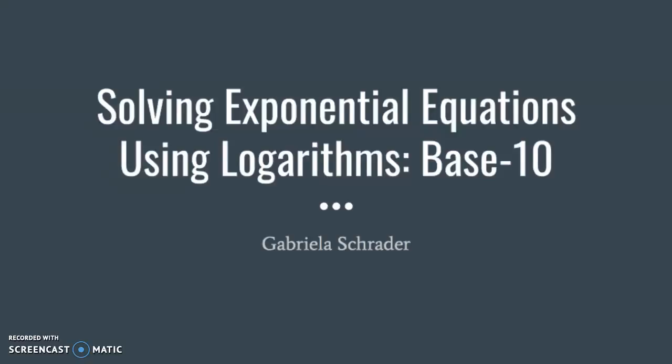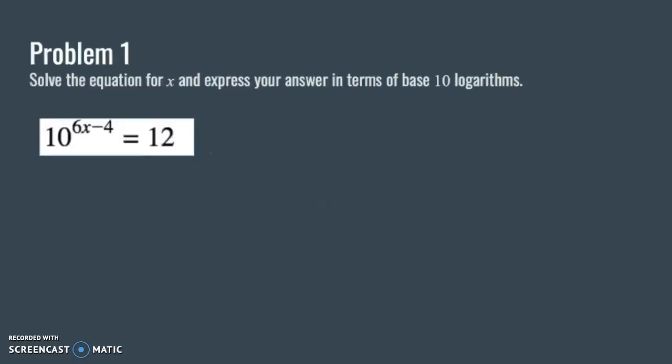Solving exponential equations using logarithms base 10. For problem 1, we are going to solve the equation for x and express our answer in terms of base 10 logarithms. Here we have the exponential equation of 10 to the power of 6x minus 4 equals 12.